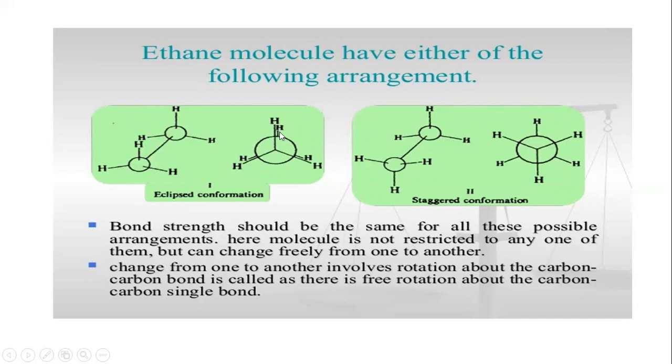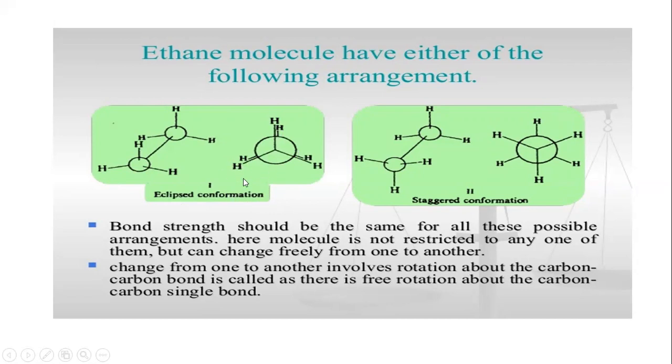This hydrogen and this hydrogen, they are having the high strain. The bond strength should be the same for all of these, but the molecule is not restricted to any of them and it can freely change from one to another. Now this hydrogen and this hydrogen as well as this hydrogen, they are in the same plane and they are having the strain. This is the eclipsed conformation.